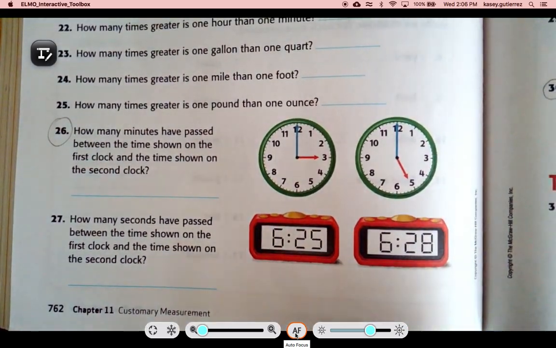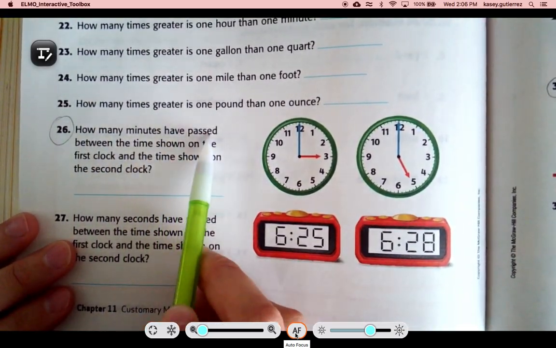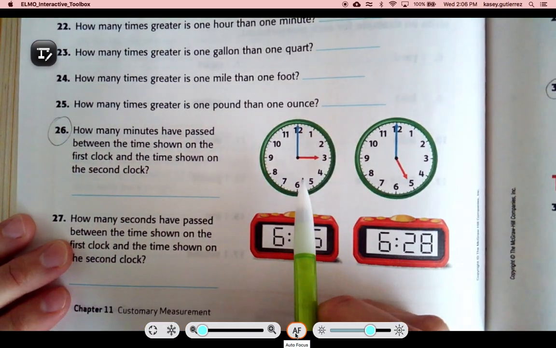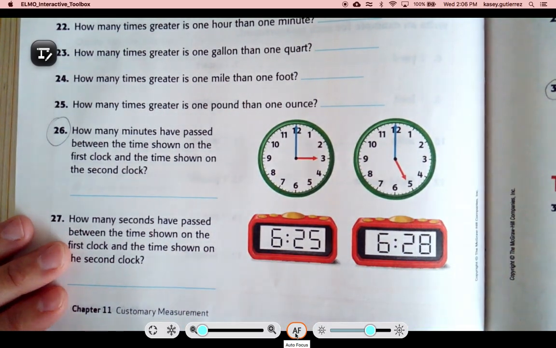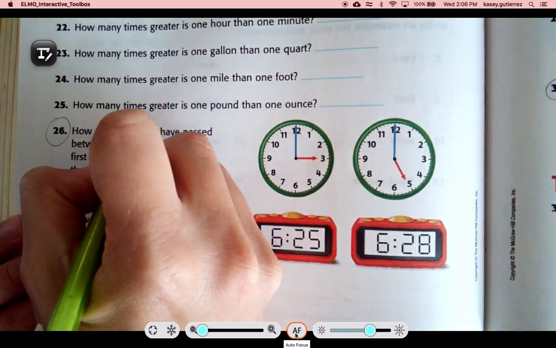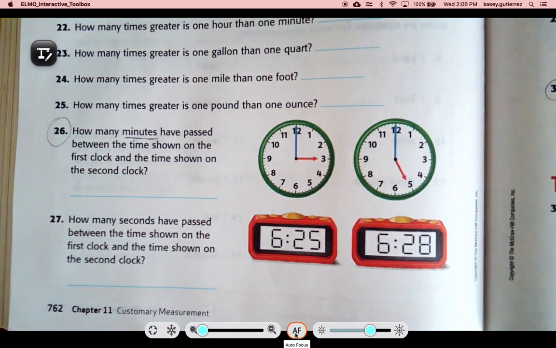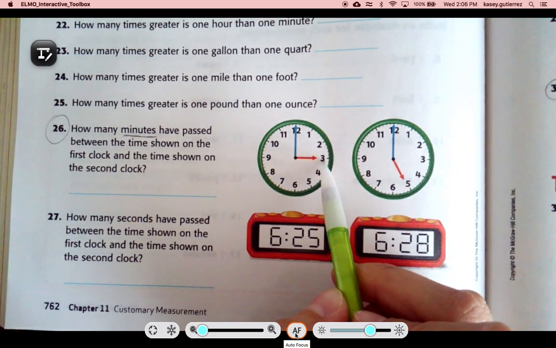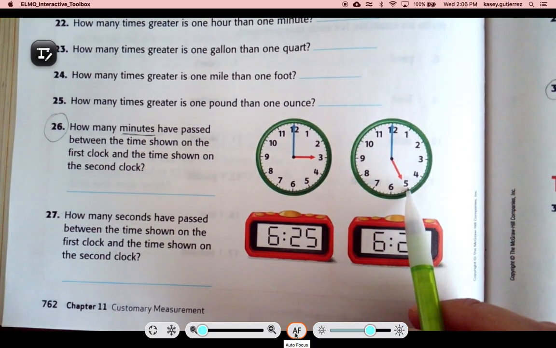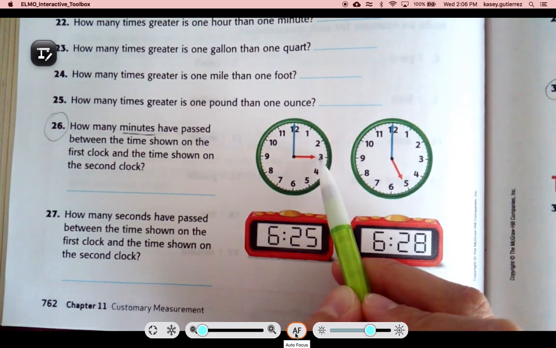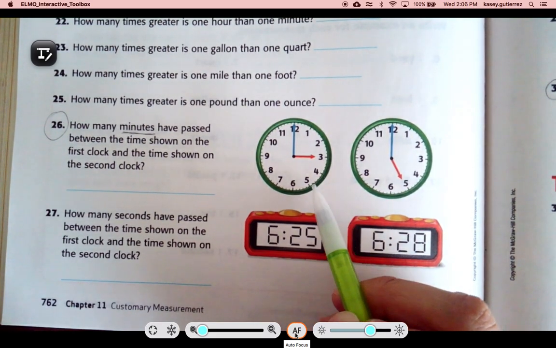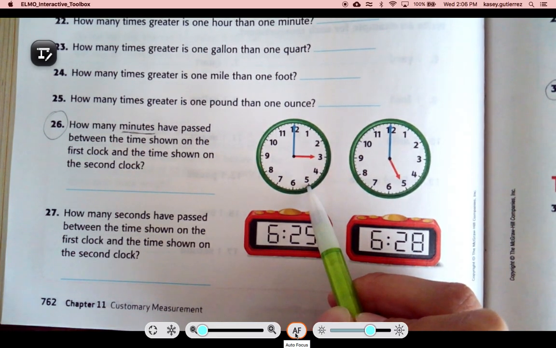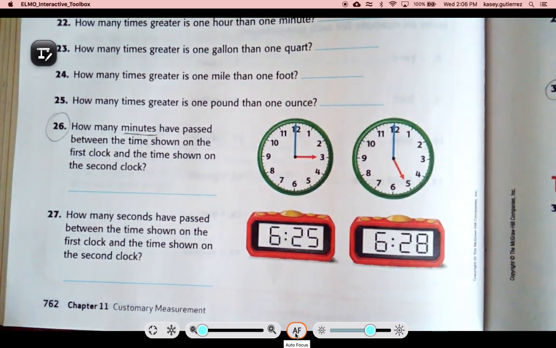It says, how many minutes have passed between the time shown on the first clock and the time shown on the second clock? Here's the first one, here's the second one, okay? How many minutes? Okay? Well, let's just go ahead and observe. We have 3 o'clock here, and it's 5 o'clock here. So how many hours passed in between? Well, 3 to 4 is 1, and 4 to 5 is 2. So there's 2 hours that passed in between the 2 clocks.